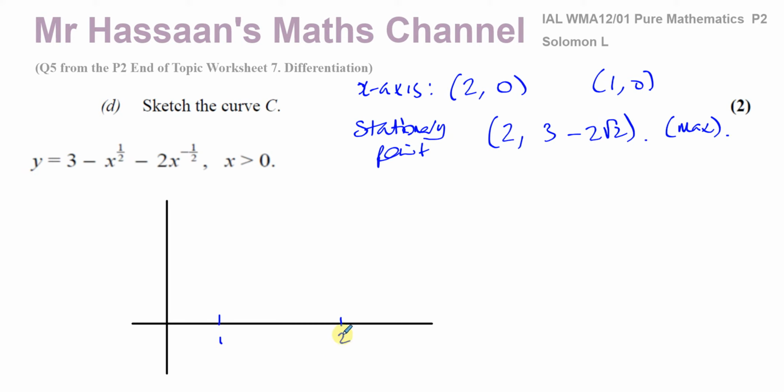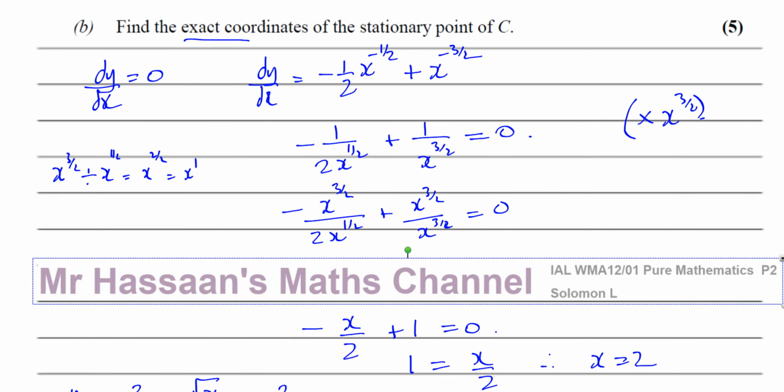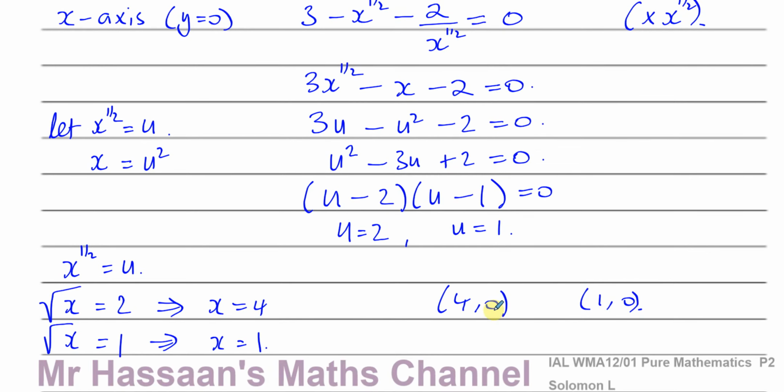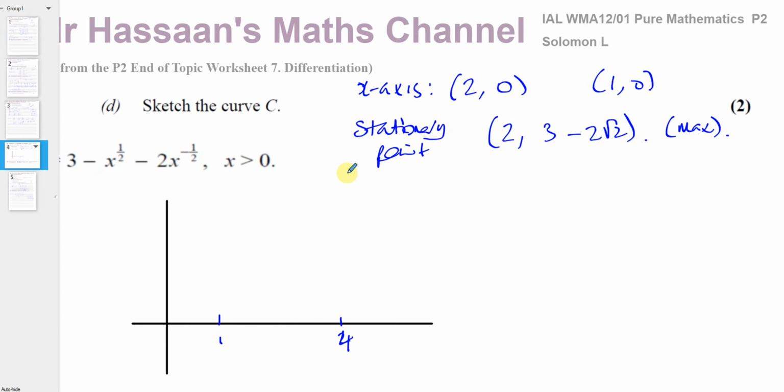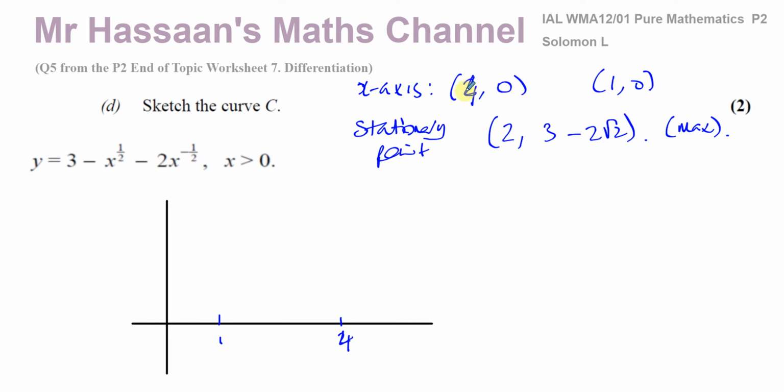Sorry, it crosses the x-axis at 4. Sorry about that, I think I made a mistake there. Yes, sorry, it was 4, 0 and 1, 0. It can't be 2, 0, because that was the value of u, not the value of x. That was a mistake from taking it from the other page, so excuse me for that. So that's where it crosses the x-axis, at 4, 0 and 1, 0.